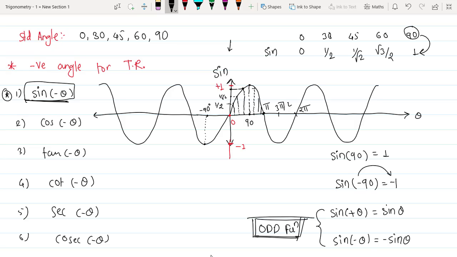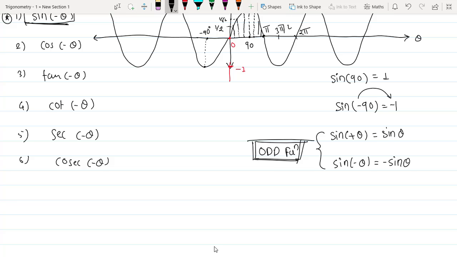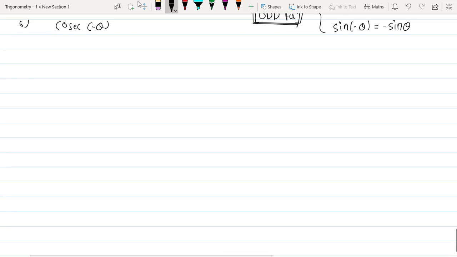Is it okay everyone? So the conclusion of this whole explanation is what? Sine is an odd function. What happens is, if you give the minus sign, it will give you back the negative sign. Okay, now let's see what happens to the cos.